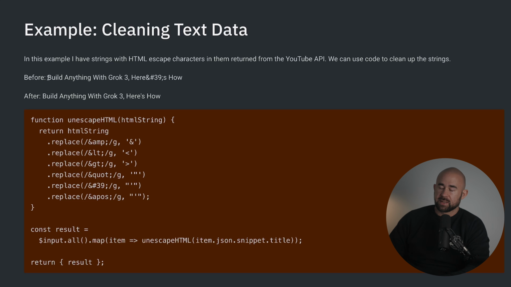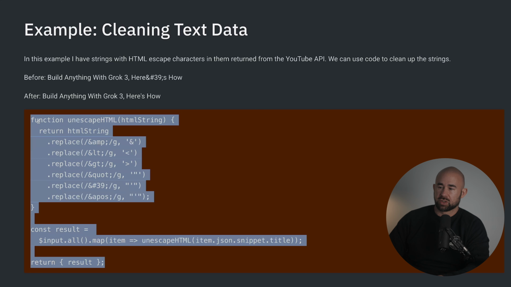So the problem is the input that we have is a string with these HTML escape characters in it. We want to remove these and return a string that looks like this, how you'd expect the string to look. So I've created a JavaScript function that, given a string, will replace those characters with the correct symbol. And so what this does is then for all of the inputs that you put in, it will escape those characters. Let's just run this code just to show you what this does.